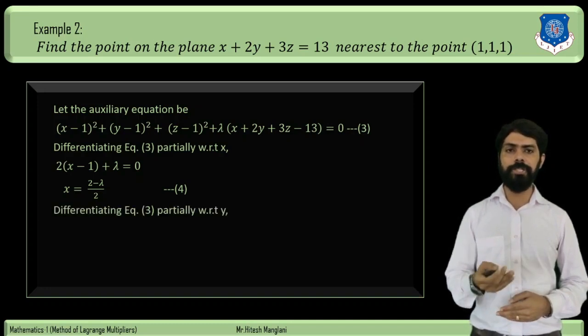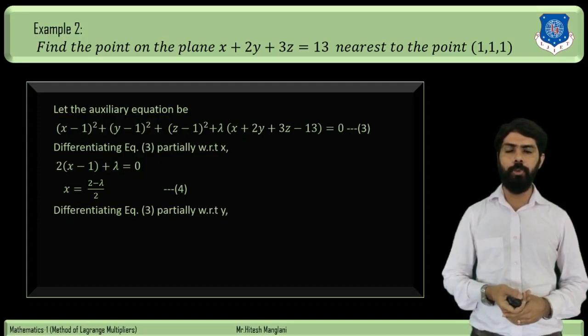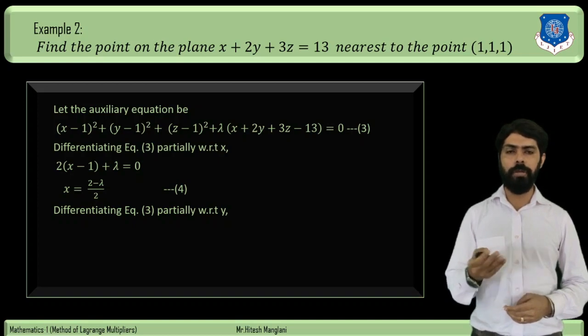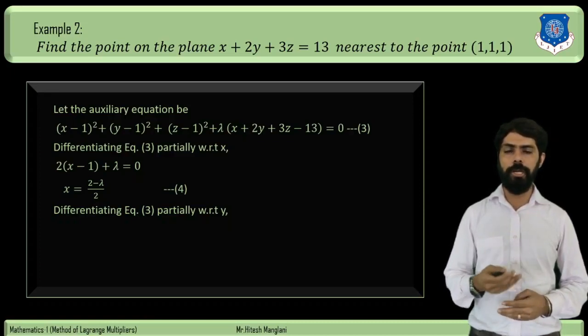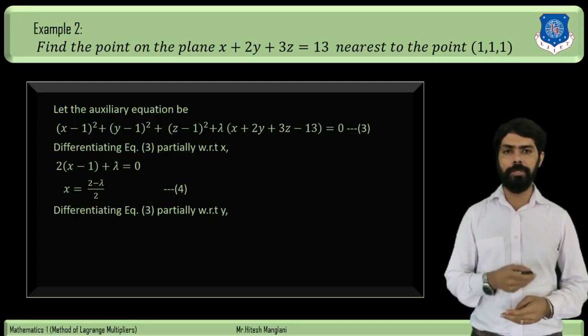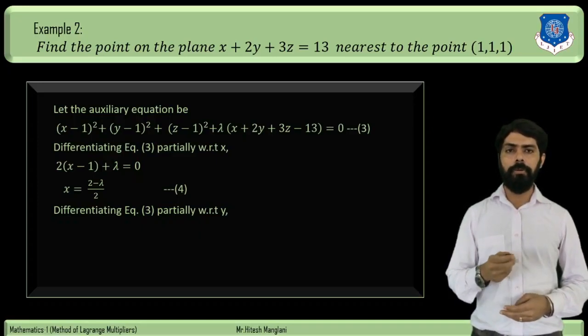Now differentiating equation 3 partially with respect to y. Here, if we are partially differentiating equation 3 with respect to y, then x and z are constant. So the first term is (x minus 1) whole squared, so the derivative of that term will be 0. Same way, now think about the second term, which is (y minus 1) whole squared. The derivative of that term with respect to y will be 2 into (y minus 1), and in the bracket there is y, the derivative of y is 1 and the derivative of 1 is 0.